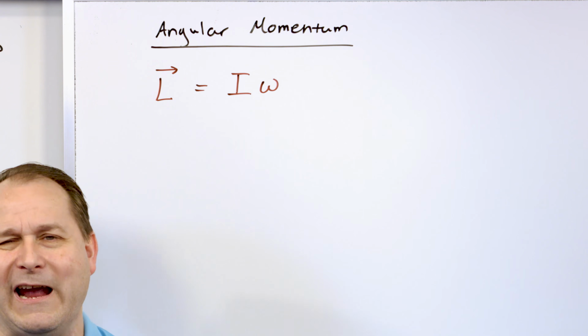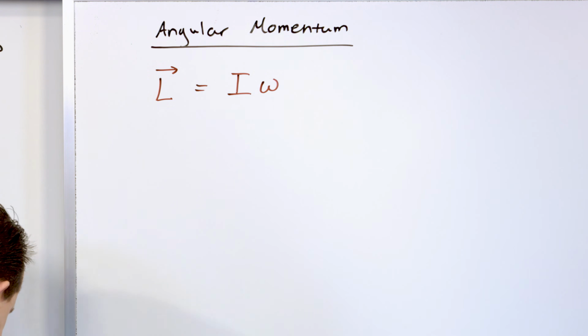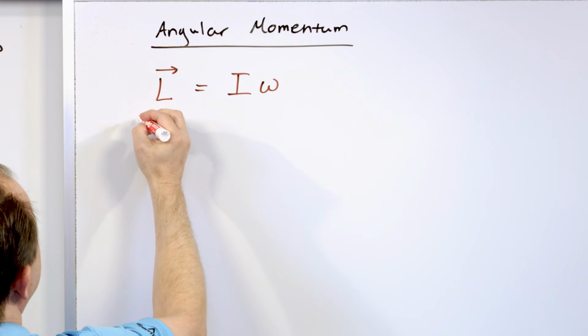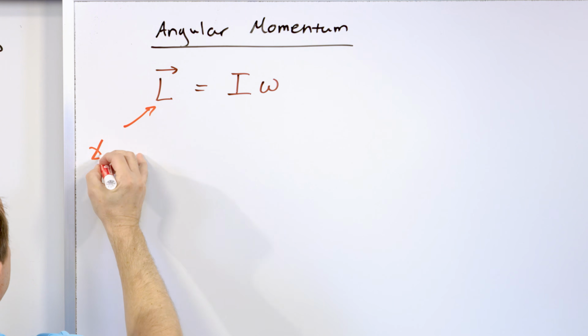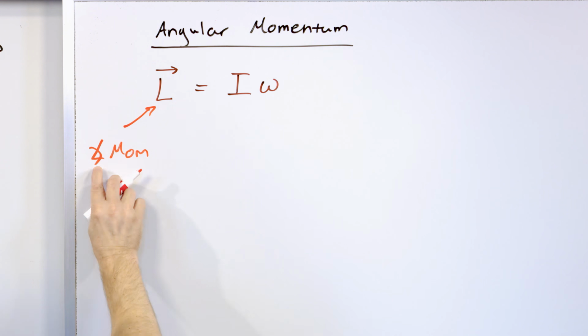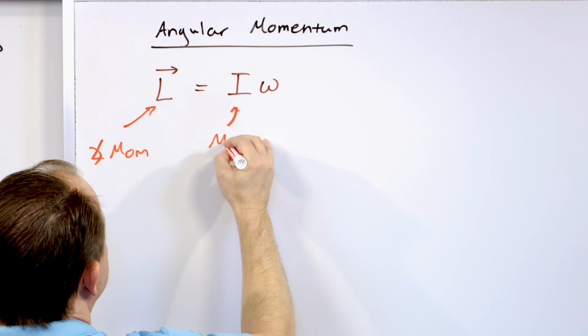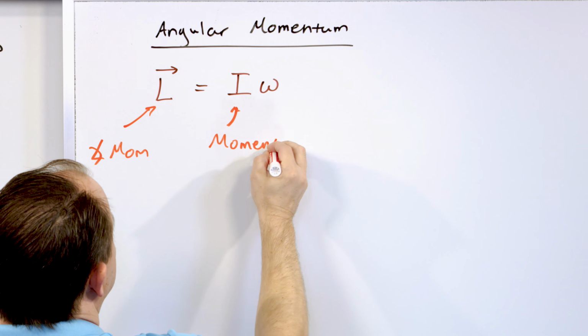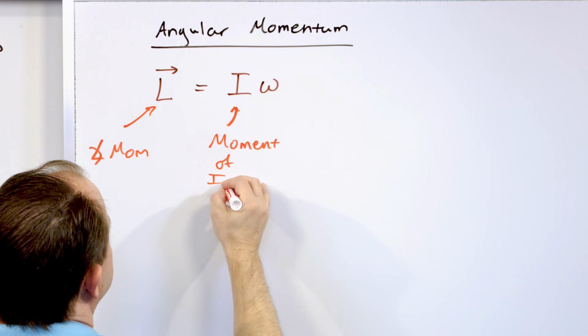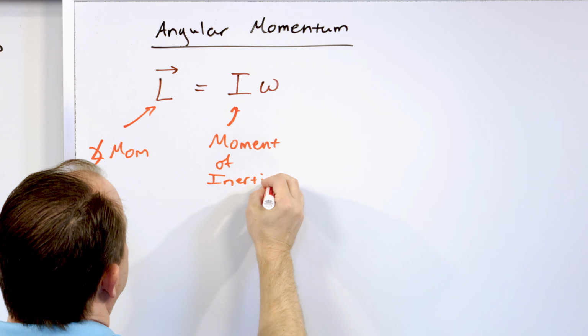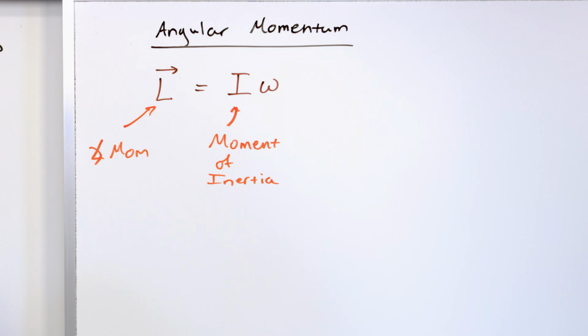So don't get too scared about this. This is called the angular momentum. I'm going to put angular momentum. This is the angle symbol, momentum. This thing is called the moment of inertia, and it replaces the concept of mass.